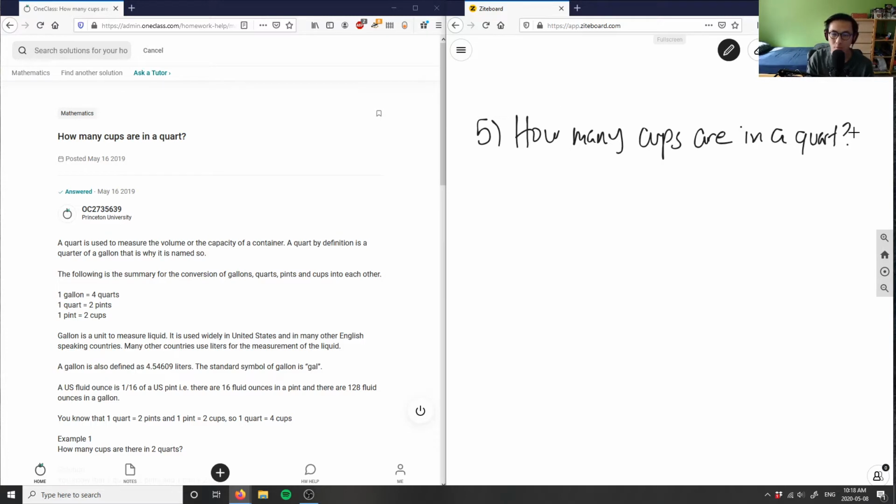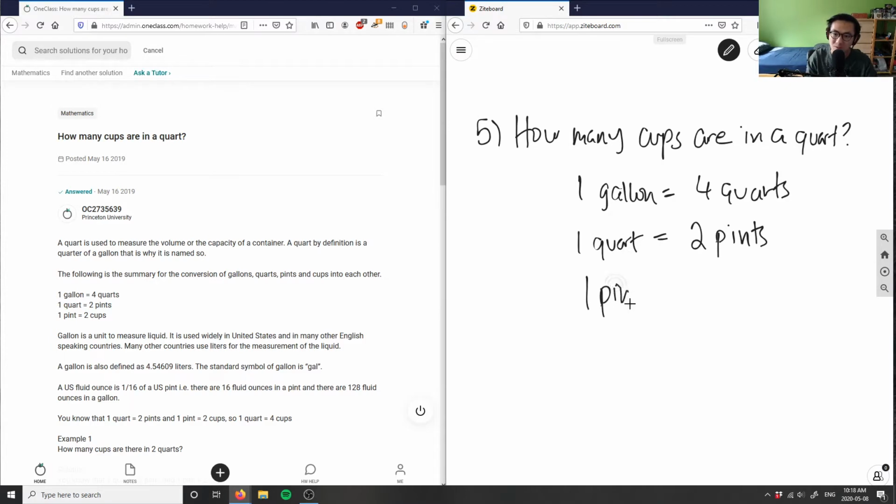So again, we're working in the empirical system, and it's also the volume. So we just have to list our conversions, right? So again, we have 1 gallon. We know it's 4 quarts. We know that 1 quart equals 2 pints. And we want to know cups, right? So 1 pint here equals 2 cups. It's asking us how many cups are in a quart.